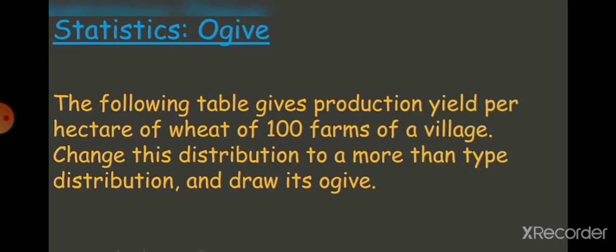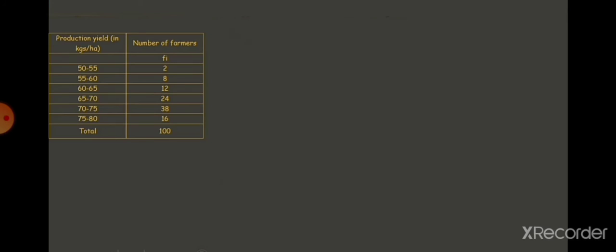The following table gives production yield per hectare of wheat of 100 farms of a village. Change this distribution to the more than type. This is Exercise 14.4, second sum. Draw its OGIVE. So we are going to draw its OGIVE.